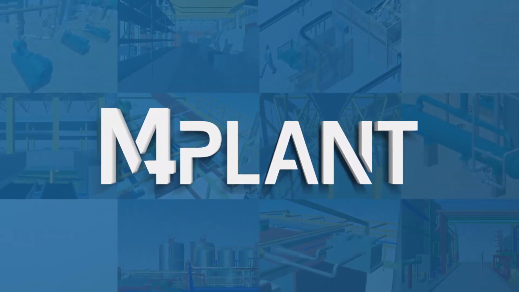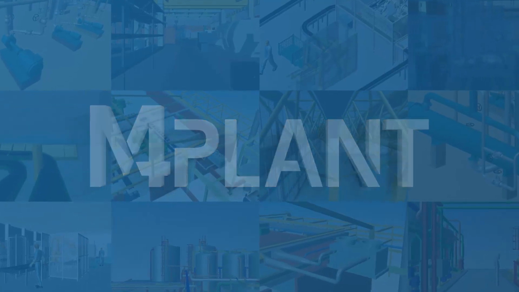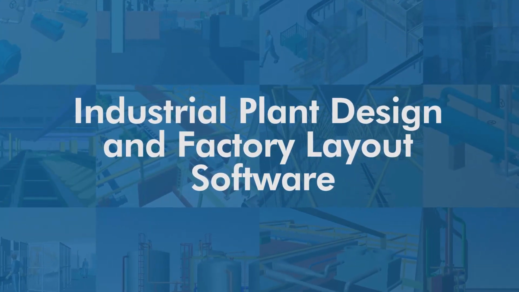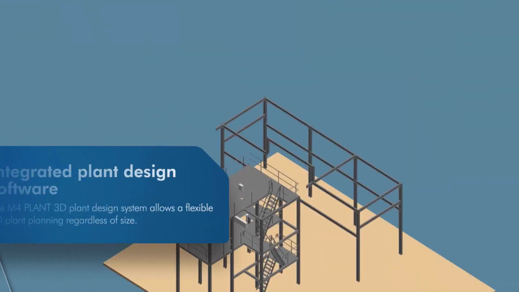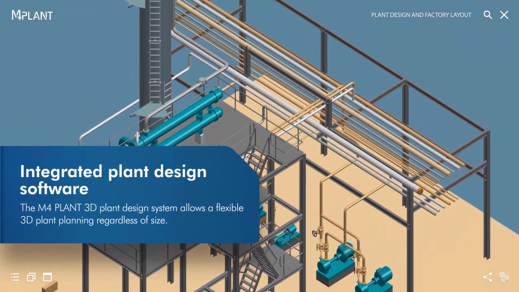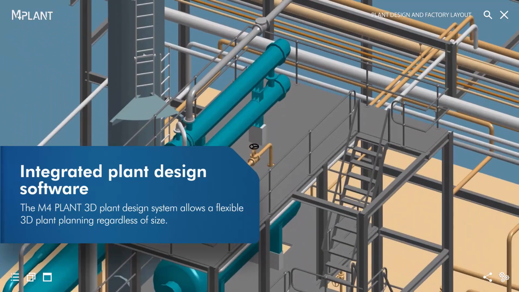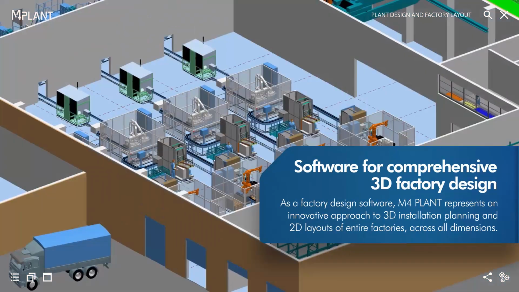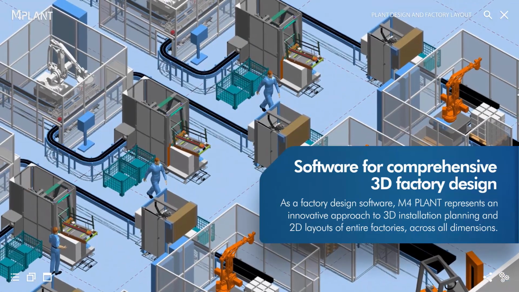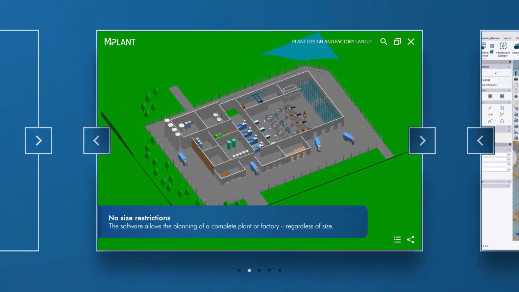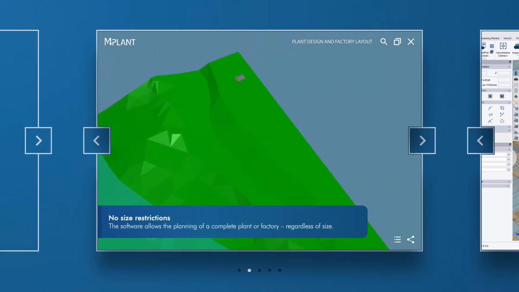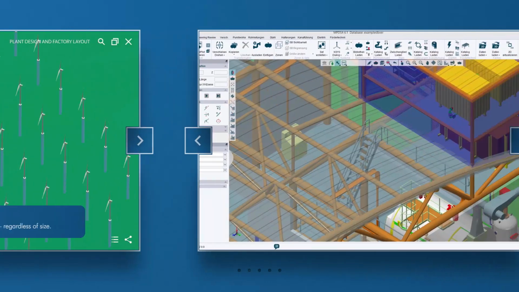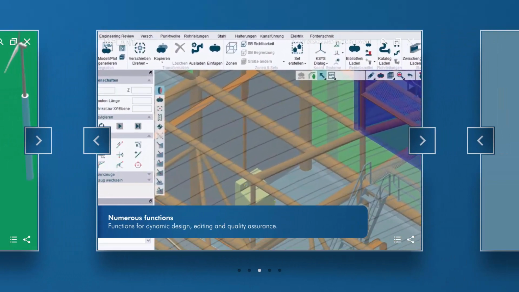With M4 Plant, we offer our customers a comprehensive 3D software system covering all aspects of plant design and factory layout. The software supports the entire design process, from the tendering stage through to detailed design and documentation. In M4 Plant, plants and factories of any size can be designed and immediately visualized in 3D. The system supports the designer in his usual way of working.